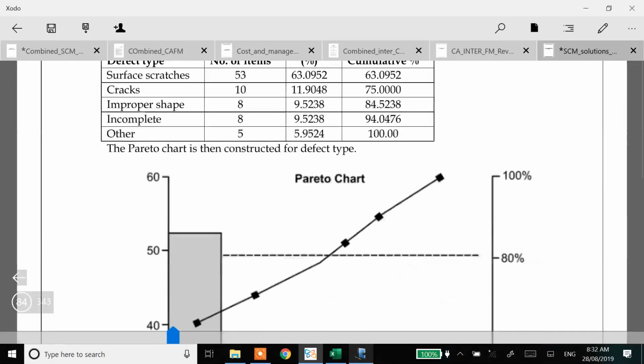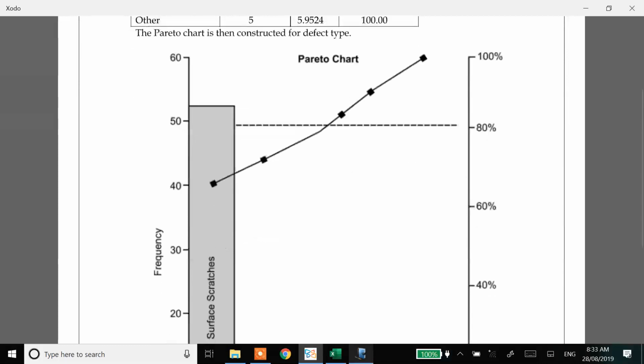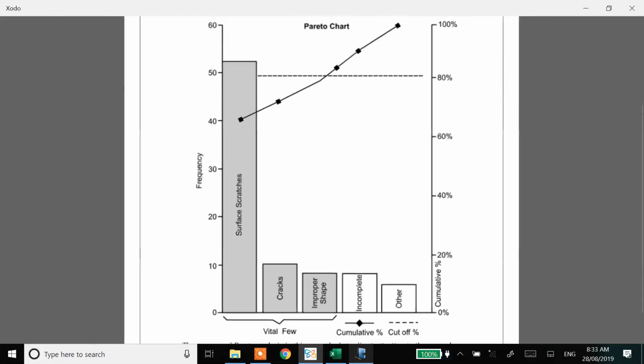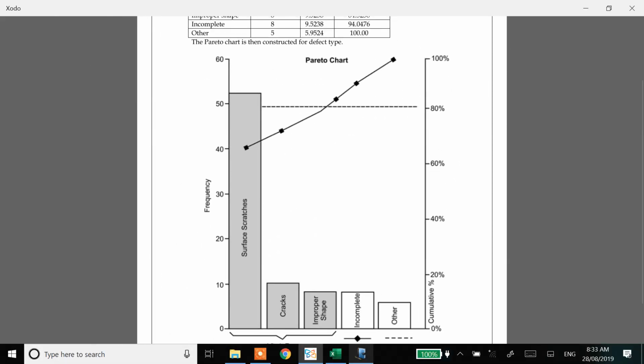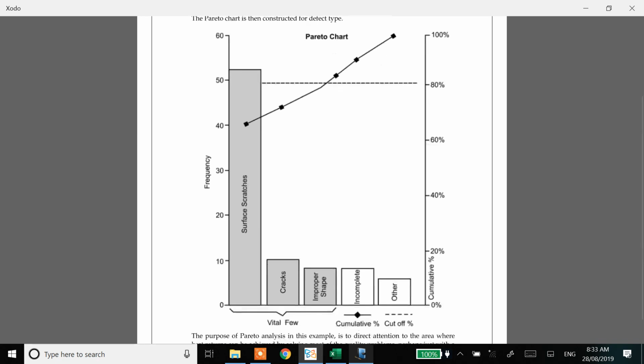This is what, there are multiple ways. Yeah, this is what they have also done. One is on the frequency side, which is 10, 20, 30, 40, 50, 60. Other side is percentage, which is 20, 40, 60, 80 and 100. Surface scratch, crack, improper shape, incomplete and others.